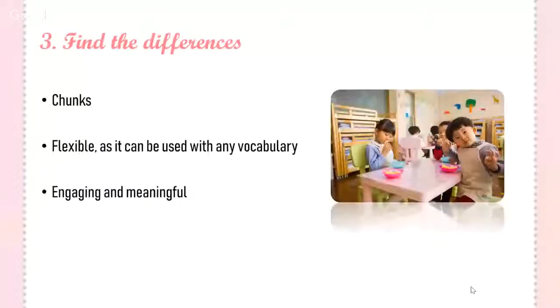The third one, finding the differences. I gave this example earlier, which I think is really nice. Again, we're teaching them chunks. So this is a great activity to teach them there is, there are, there isn't, there aren't. So they say, in my picture, there is a dog. In my picture, there isn't a dog. So they will be using chunks to find the differences in the pictures. It is flexible also because it can be used with any kind of vocabulary. And again, it's engaging and meaningful.